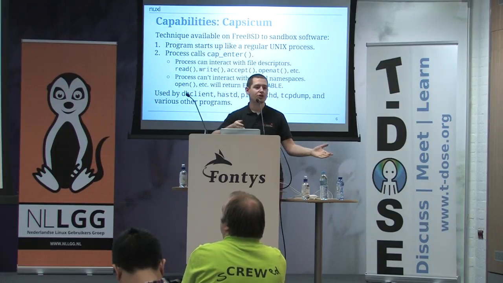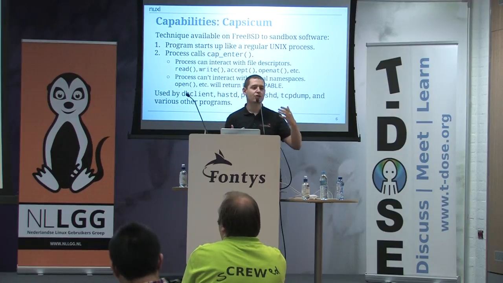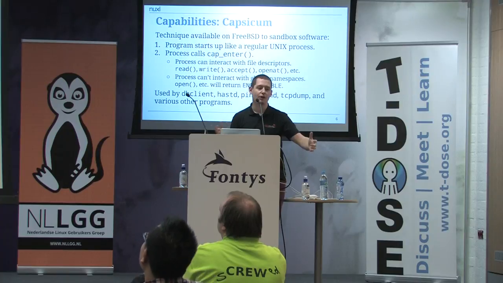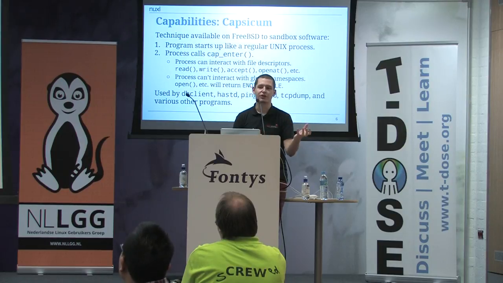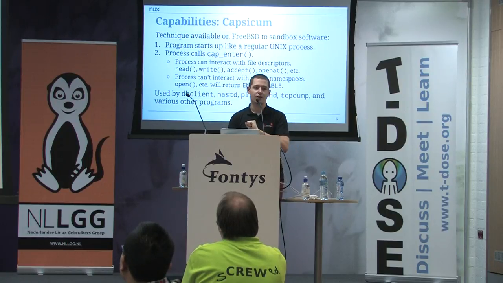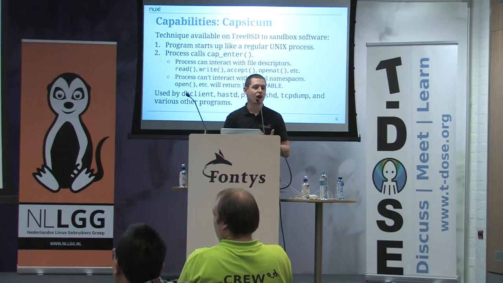If you use Capsicum, a program just starts up as if it's a regular Unix process. It can just open network sockets. It can just access any files on disks or directories. And then as soon as the web server is finished starting up and acquiring all the resources that it needs, so it has acquired a network socket for receiving incoming network requests, it has a file descriptor to a directory containing all the files that need to be served, the process calls cap_enter, which basically means lock me up and throw away the keys. And from that moment on, the process can still use all the file descriptors that it happens to have, but it can no longer just open or gain access to resources out of nothing.